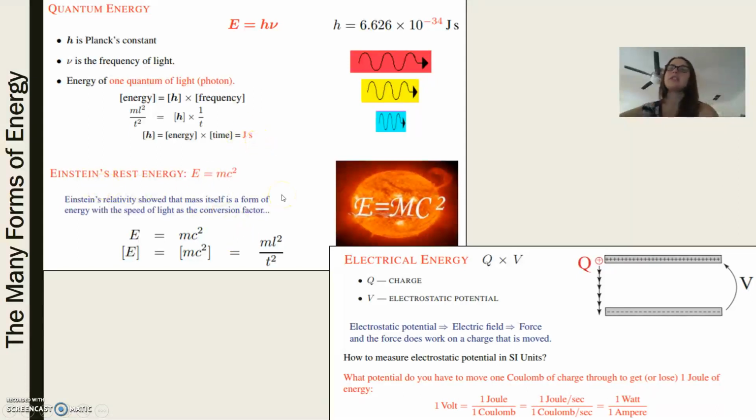And so we can solve for Planck's constant, which would be joule seconds. And the equation everybody knows, E equals mc squared, is actually Einstein's rest energy that showed that the mass itself is a form of energy with the speed of light as the conversion factor.